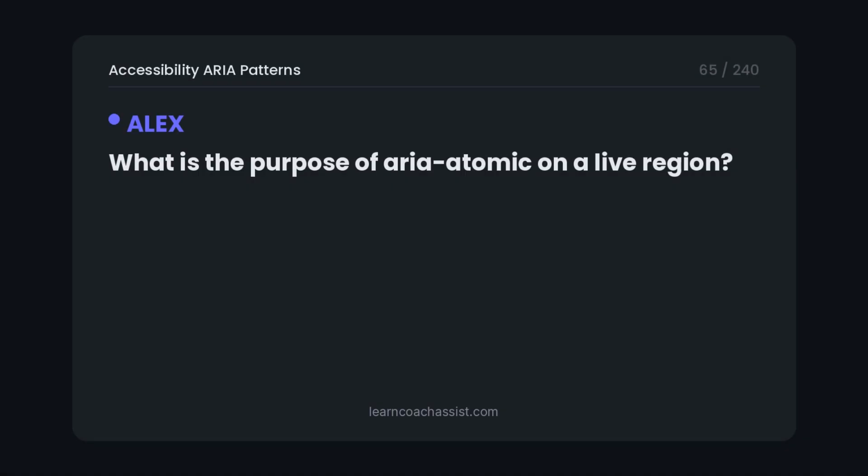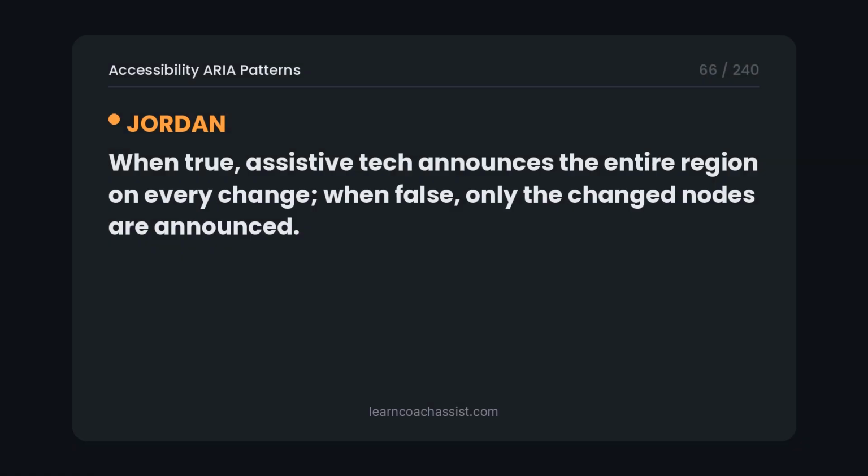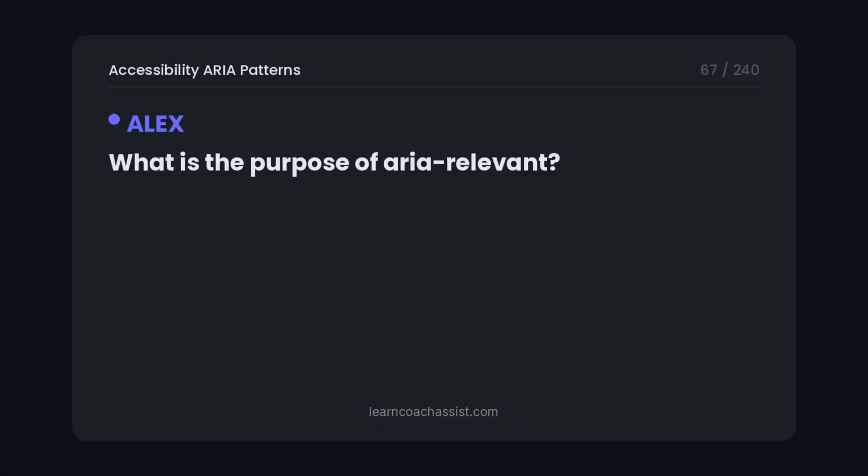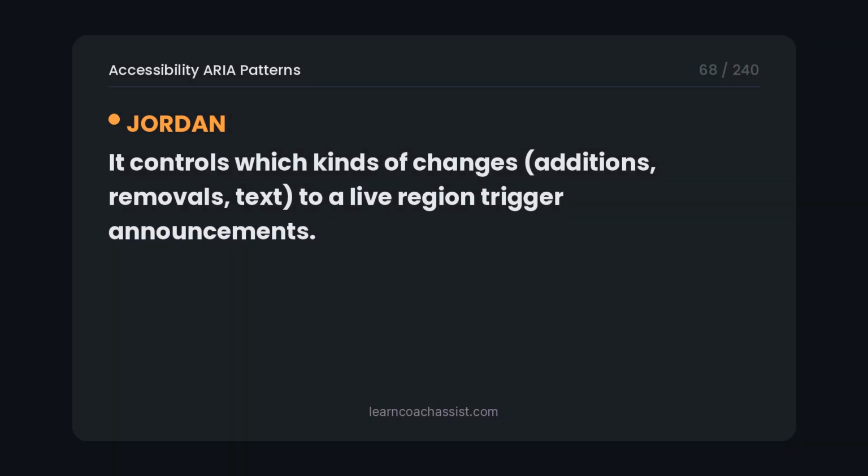What is the purpose of ARIA atomic on a live region? When true, assistive tech announces the entire region on every change. When false, only the changed nodes are announced. What is the purpose of ARIA relevant? It controls which kinds of changes, additions, removals, text, to a live region trigger announcements.